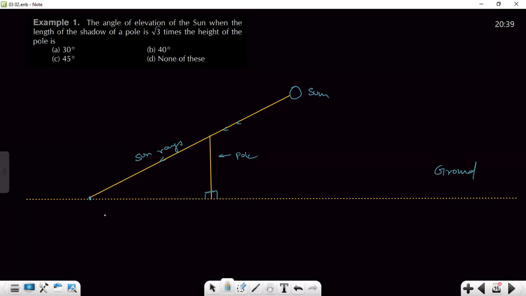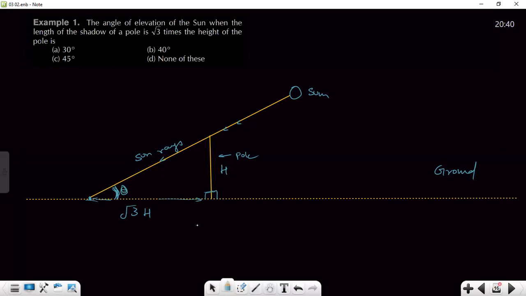Clear, sir. Yes. So the angle of elevation of the sun when the length of shadow of a pole is root 3 times the height of the pole. Okay, let's consider the height of the pole as h, and the shadow of the pole is root 3 times that. So the shadow is this much only, and this is root 3 times the height of the pole. Now we have to find out the angle of elevation of the sun.